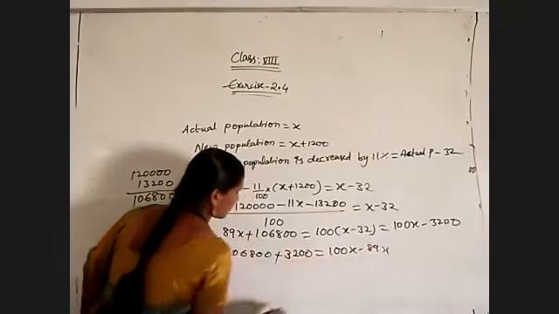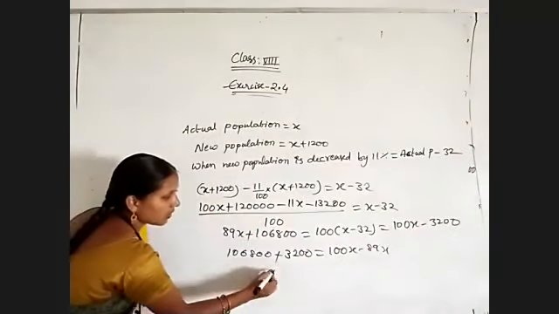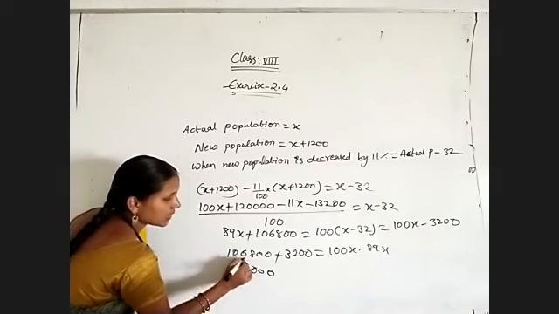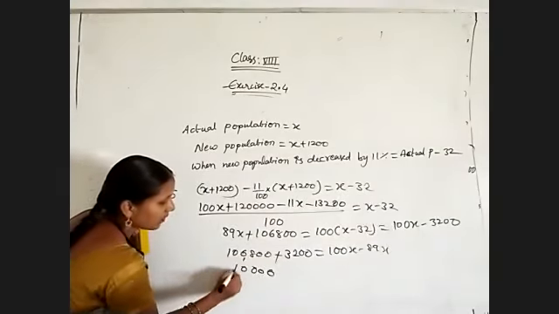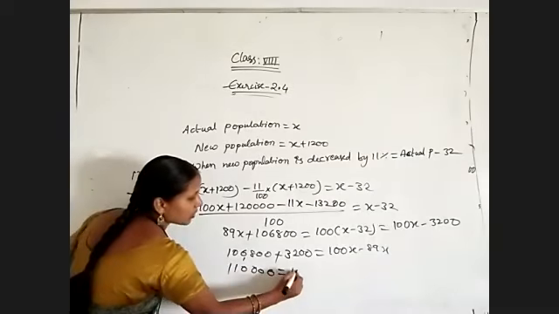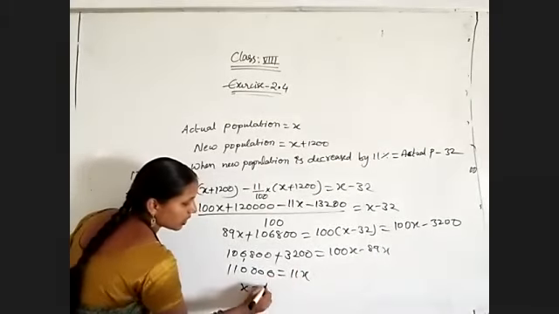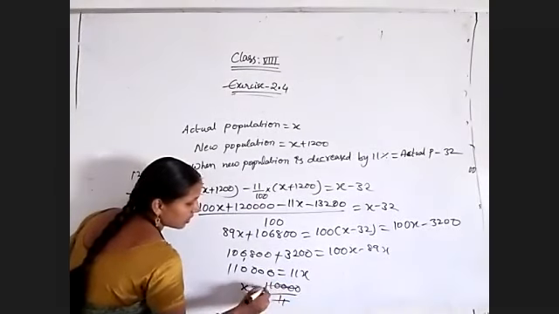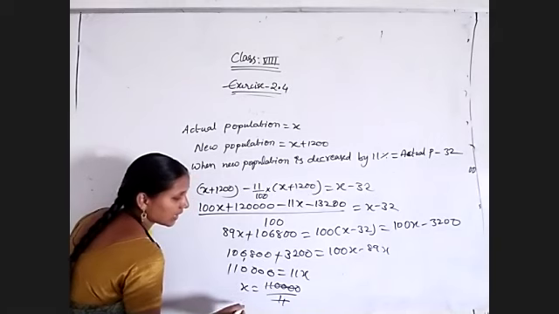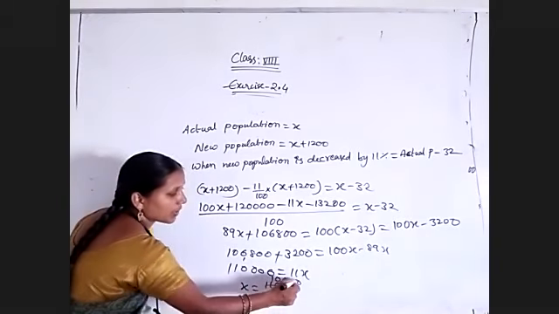So what will be the answer? 0, 0, 2 plus 8 is 10, and 7 plus 3 is 10, 1, 1. 11,000 is equal to 11x. So x will be equal to 11,000 by 11, which is equal to, sorry, 1,10,000 by 11. That is 10,000, completely we will get the answer.